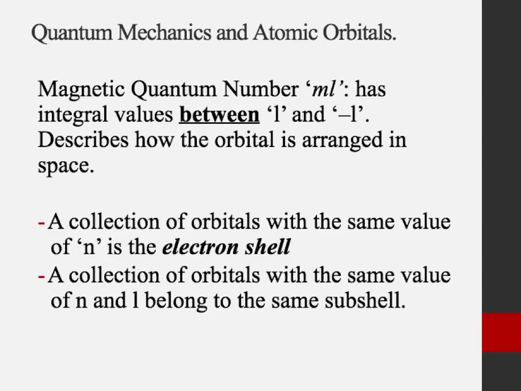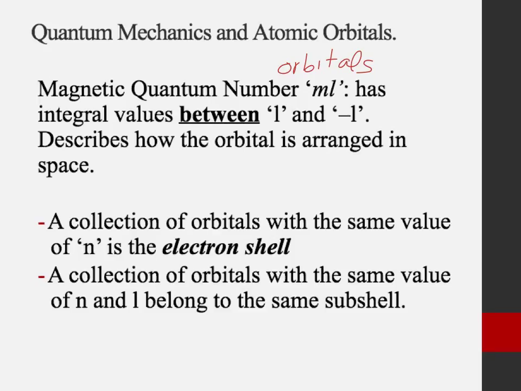Then we have what's called the magnetic quantum number, m sub l. And this actually has to do with our orbitals. m sub l is our orbitals. So you know the S has 1 orbital, the P has 3, the D has 5, and the F has 7. And this has integral values between l and negative l, depending upon what your l is.